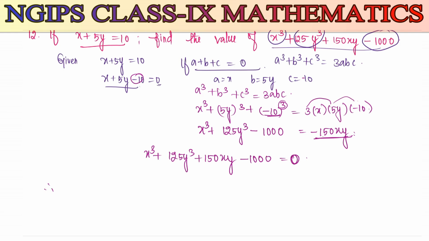Therefore the value of x cube plus 125y cube plus 150xy minus 1000 is equal to 0. 0 is the value of this particular question. This is the final answer.